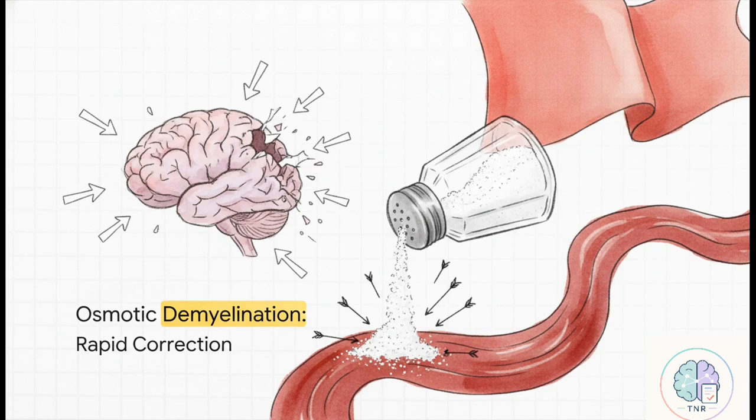Remember, the brain adapts to a chronic low-sodium environment by dumping its own intracellular osmoles, right? It creates this fragile new balance. If you suddenly flood the blood with sodium to fix the numbers too quickly, water rapidly shifts out of the brain cells, causing them to shrink dramatically. That's what causes osmotic demyelination, including central pontine myelinosis. You must respect the brain's slow compensatory mechanisms and correct chronic hyponatremia slowly.